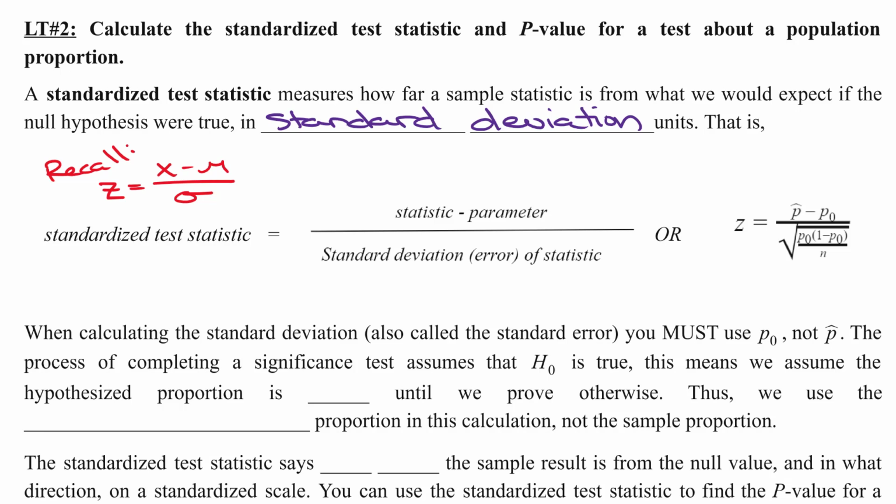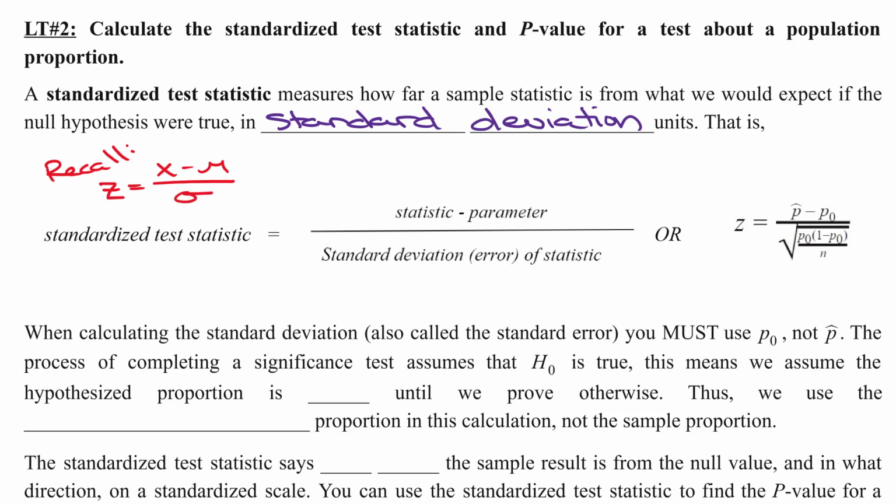But we're focusing on population proportions here. So instead of x, our statistic is p-hat, a sample proportion. And our parameter, instead of mu, is p-naught, or our hypothesized proportion. And instead of just having a nice little sigma in the denominator, we're looking at our sampling distribution's standard deviation. We learned these back in chapter 7. And so our standard deviation, or standard error, for our statistic is going to be p-naught times 1 minus p-naught over n, and then take the square root.